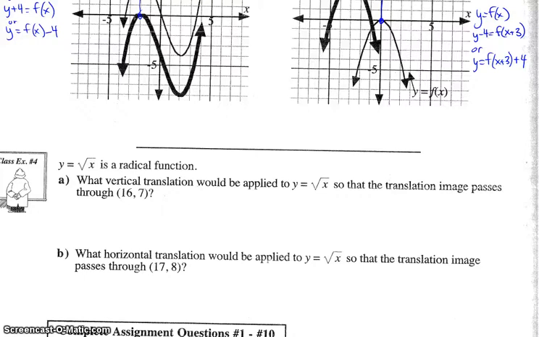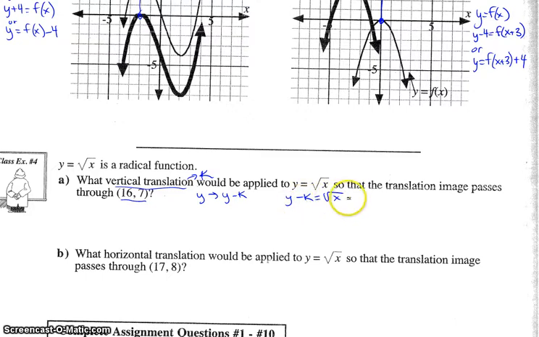Okay, what vertical translation? So we don't actually know the translation, and we don't know the original point. We know a point on the transformed function, but we don't have the equation for the transformed function. So what vertical translation? Let's say we're going to call that k. Okay. So we are going to take y, because it's vertical, and we're going to replace it with y minus k. All right, so this is going to become y minus k equals root x. Okay, some unknown vertical translation.